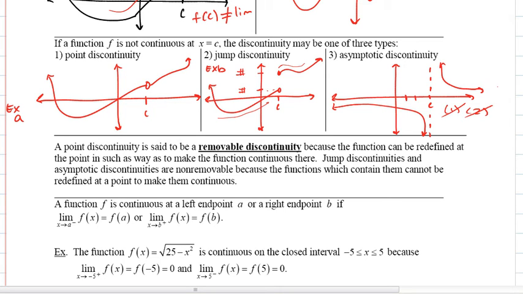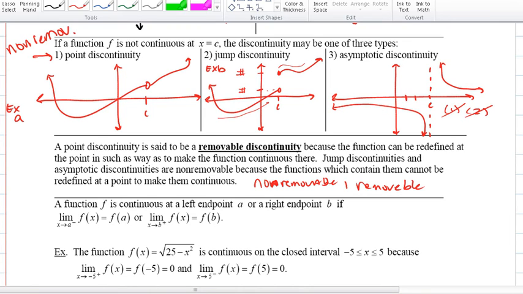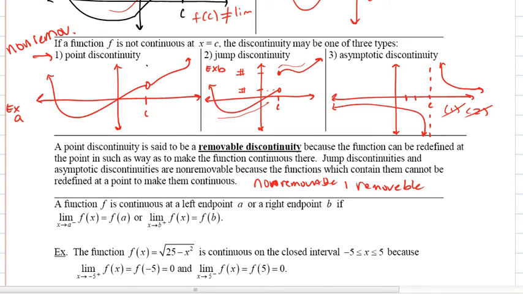Now, to go back to point discontinuity, there are two types of point discontinuities. There is a non-removable discontinuity, and there is a removable one. Number one is an example of a non-removable. To make number one a removable, simply plug in a dot somewhere above or below the open dot, and now you have a removable discontinuity.